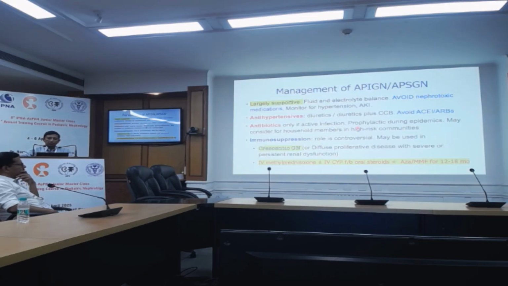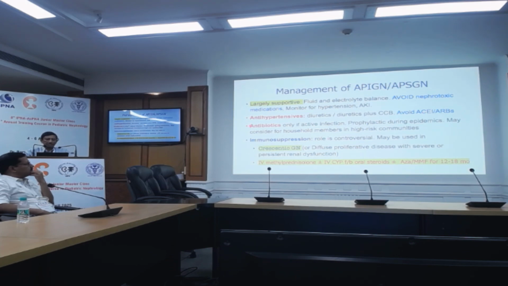The management of post-streptococcal or post-infectious glomerulonephritis, since the infection has already passed off, is largely supportive, which involves maintaining fluid and electrolyte balance, avoiding nephrotoxic medications, and monitoring and managing hypertension and AKI. The antihypertensive that is generally preferred is diuretics alone, because usually salt water retention is the reason for this hypertension, or it is combined with calcium channel blockers. We generally avoid ACE inhibitors or ARBs early on because of the decline in GFR in the early stages.